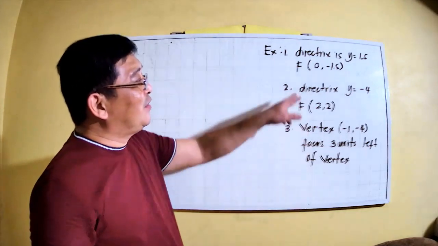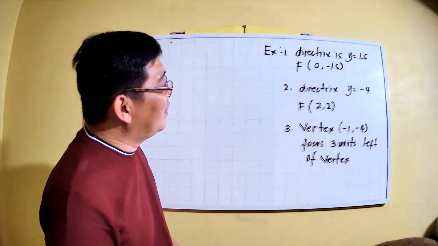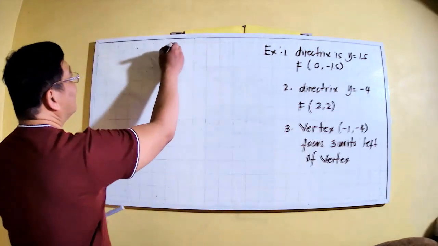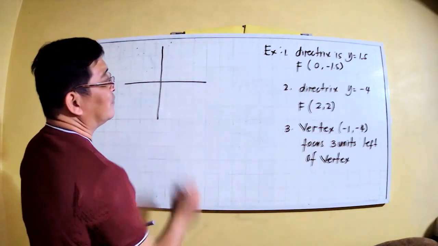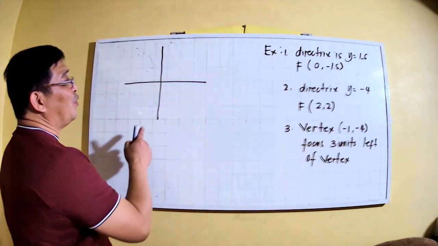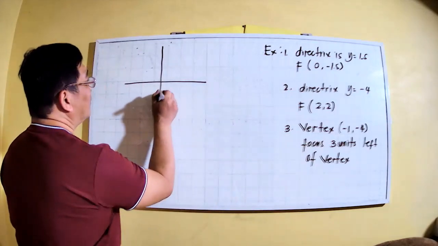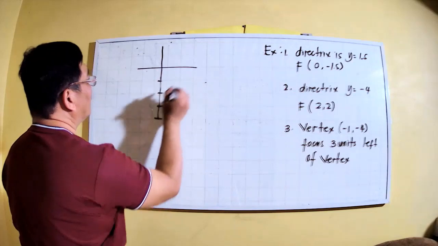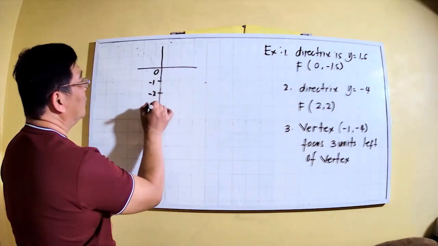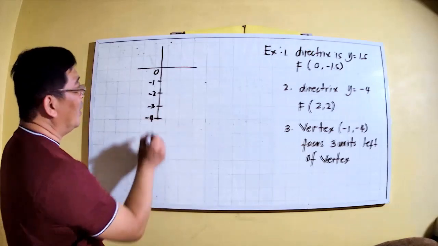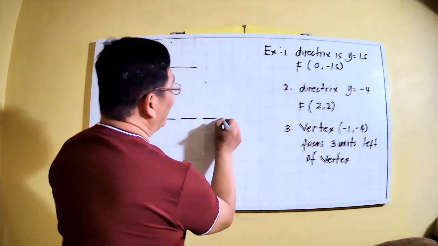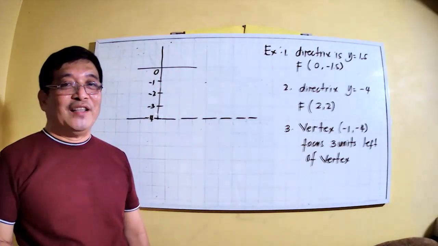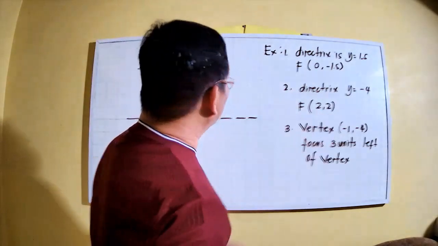Now, the second one. Number 2 given is directrix y equals -4, focus is at (2, 2). So, let's graph again. Directrix is y equals -4. Y equals -4, meaning, since it is y again, the directrix is horizontal. Another given is F equals (2, 2).